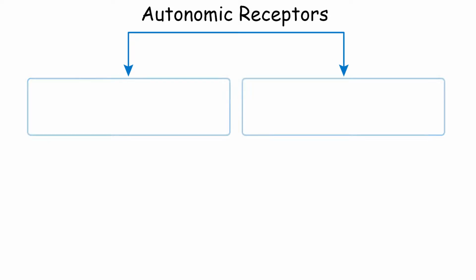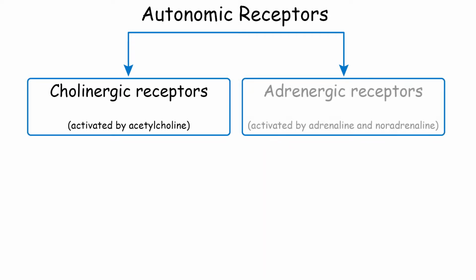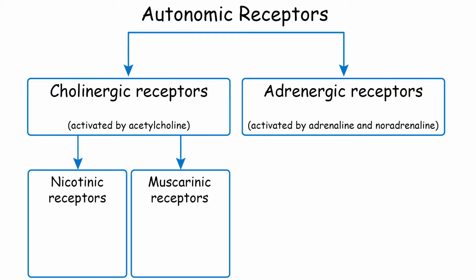The autonomic nervous system has two main receptor types: cholinergic receptors, which bind to acetylcholine, and adrenergic receptors, which bind to adrenaline and noradrenaline. Cholinergic receptors are further classified into nicotinic and muscarinic receptors according to whether they can be stimulated by nicotine or by muscarine.